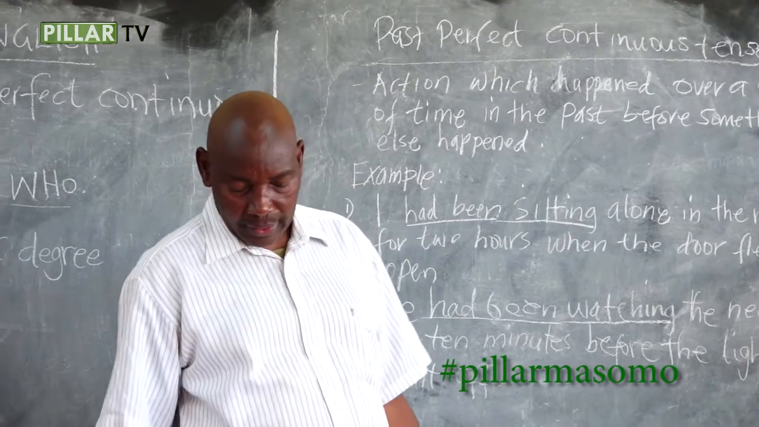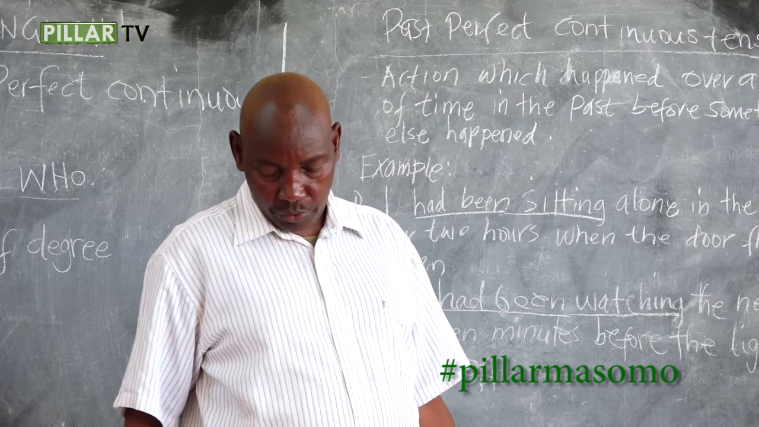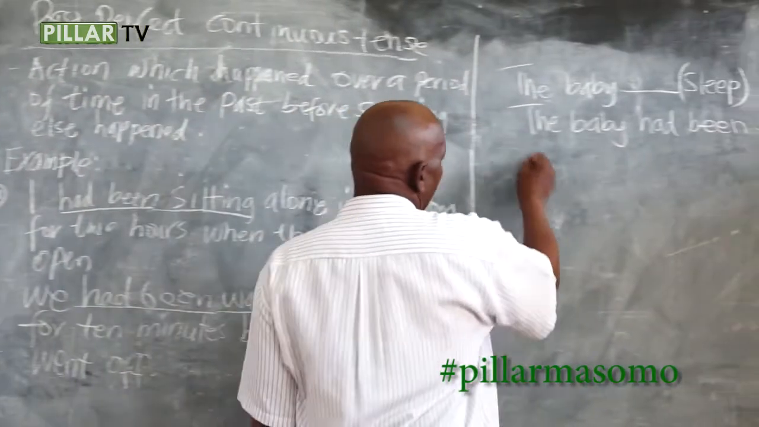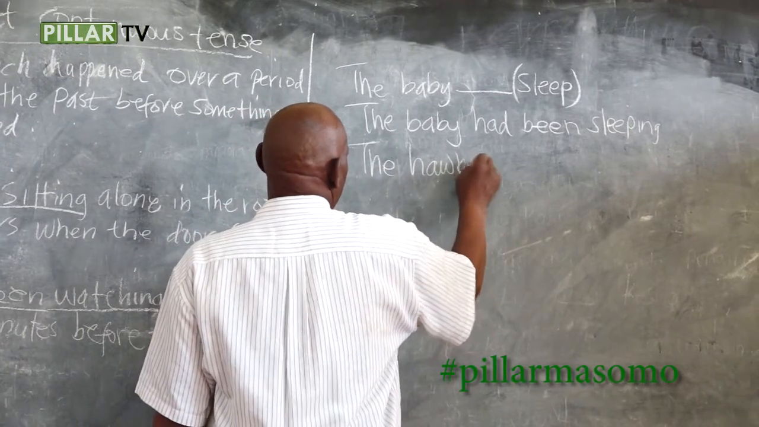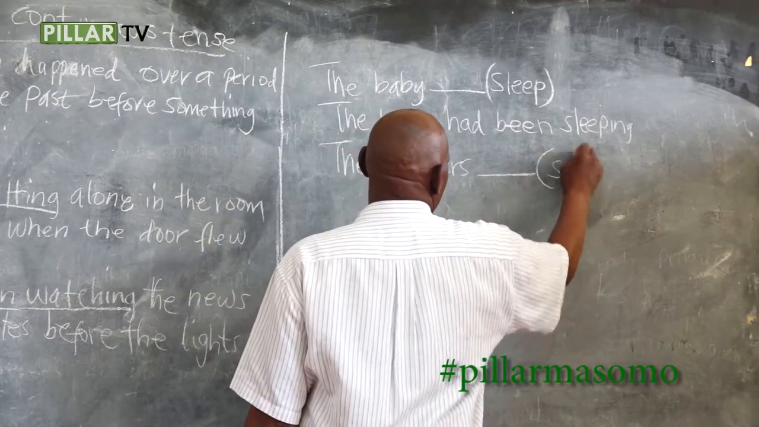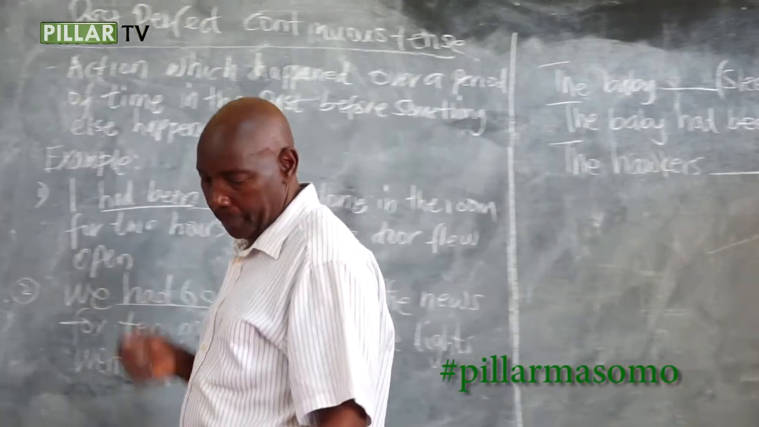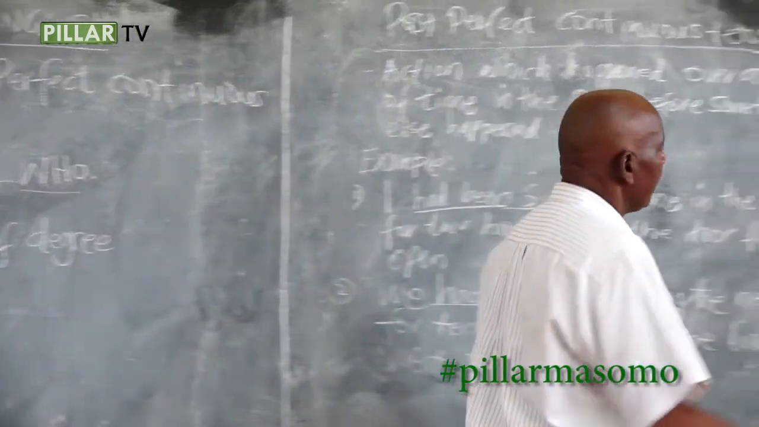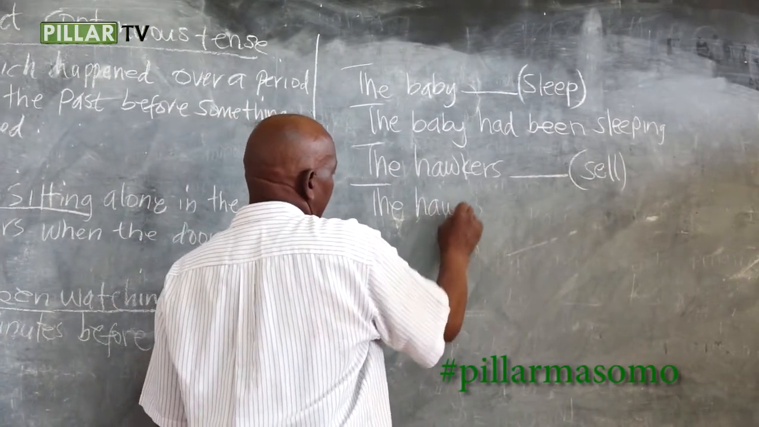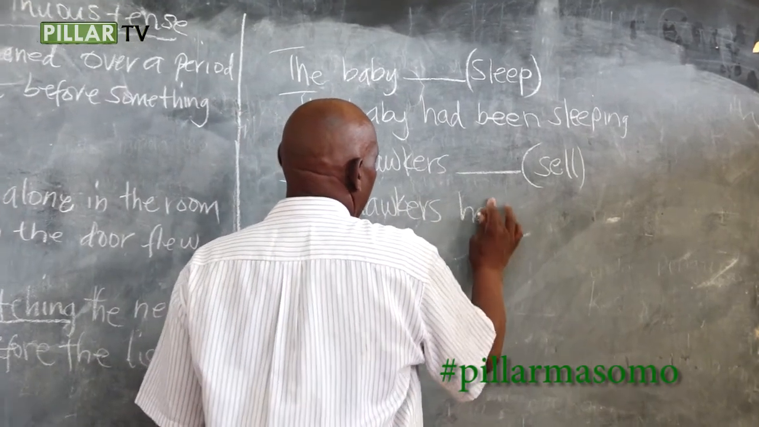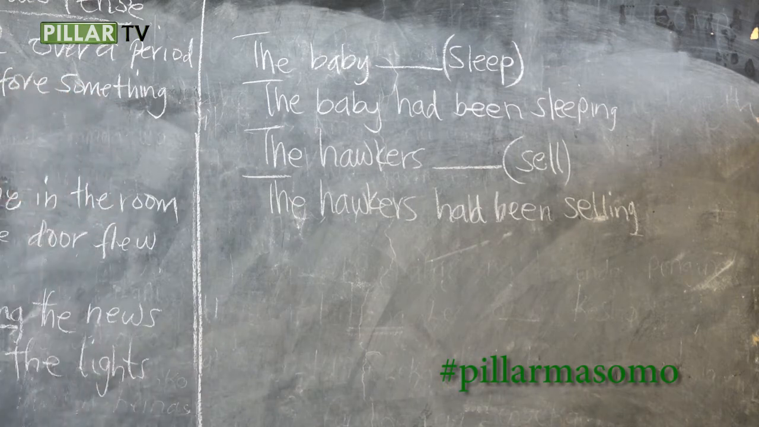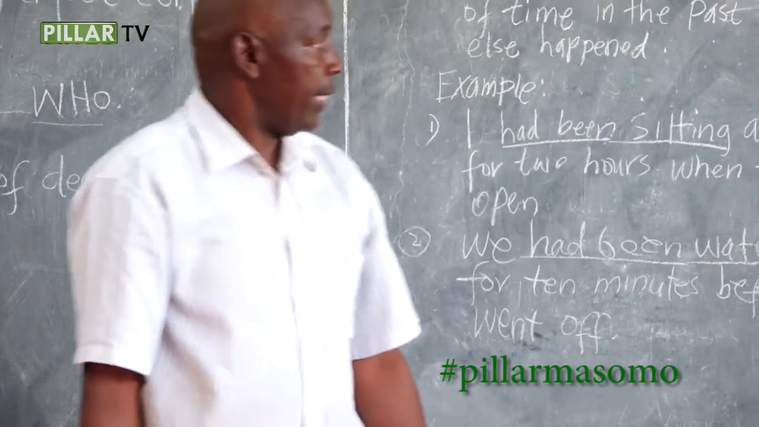Okay. The hawkers dash sell goods for 2 years before they stopped. The hawkers dash sell. So, this one will read as the hawkers had been selling. Had been selling. That way. So, we also have another one which we are going to do orally. I won't write it there.